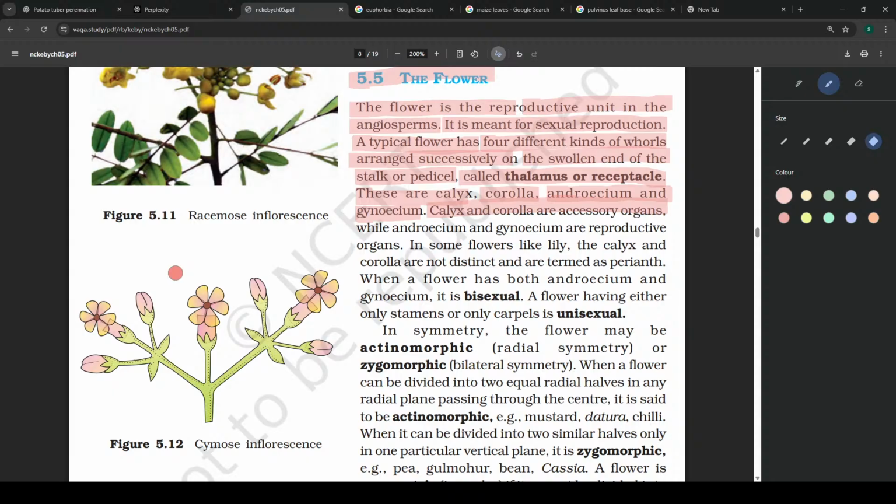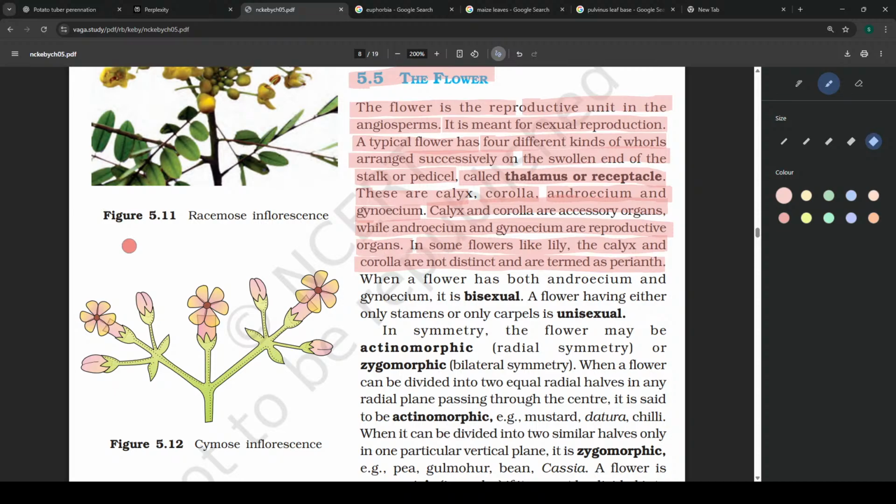Whereas androecium and gynoecium are the main reproductive organs of the plant, they are essential and reproductive organs. In some flowers, like lily, the calyx and corolla are not distinct and are termed as a perianth.